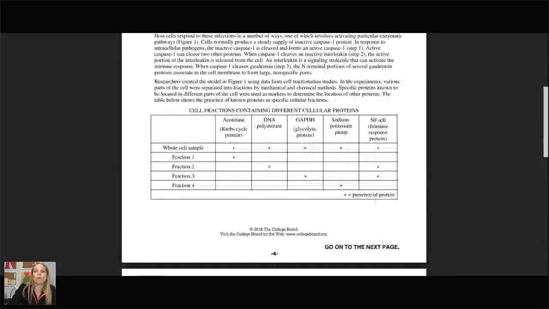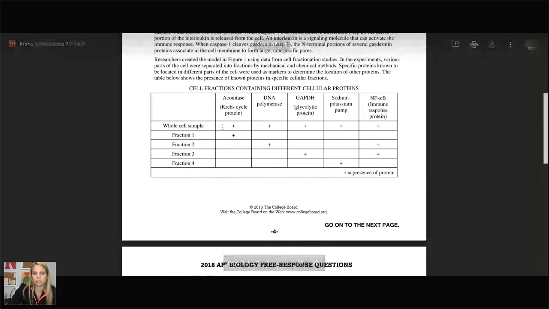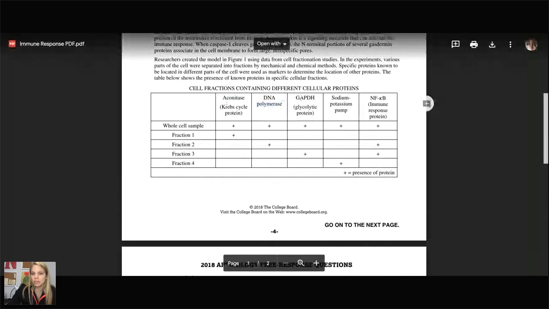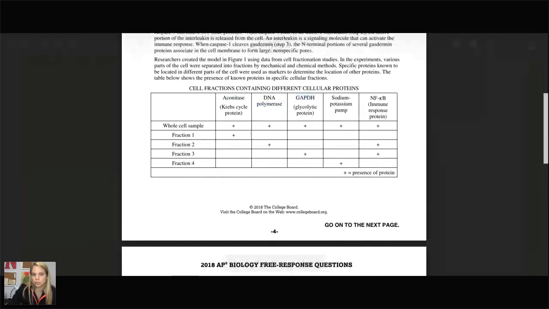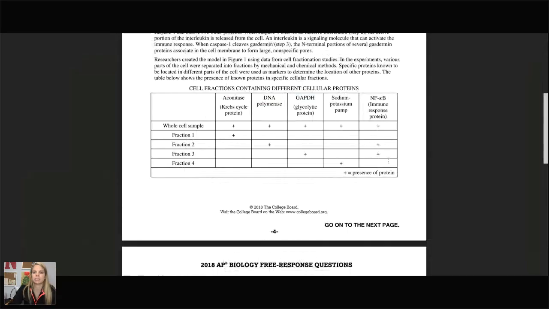So if you've got a whole cell sample, this is our control. It's got all of the enzymes. These all end in ACE. They're all proteins, or these two end in ACE, but all of these are proteins. So in fraction 1, fraction 2, fraction 3, fraction 4, you can see what is present.